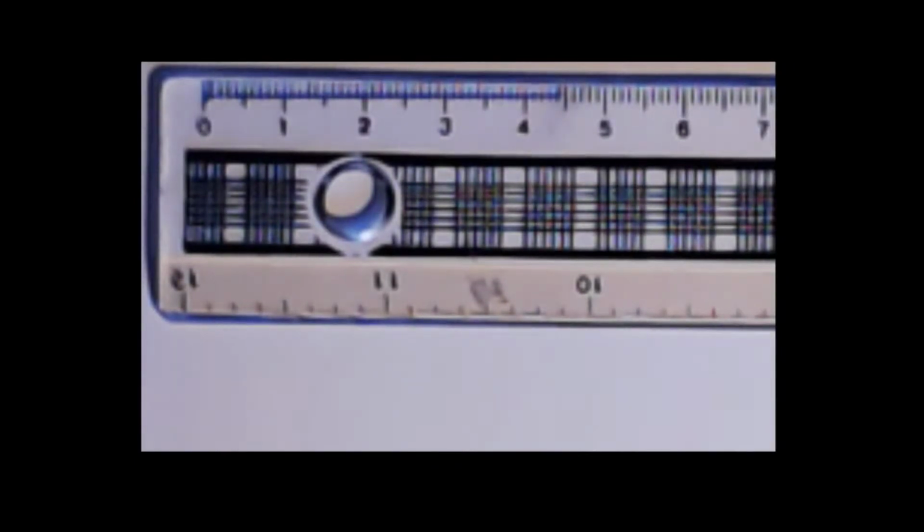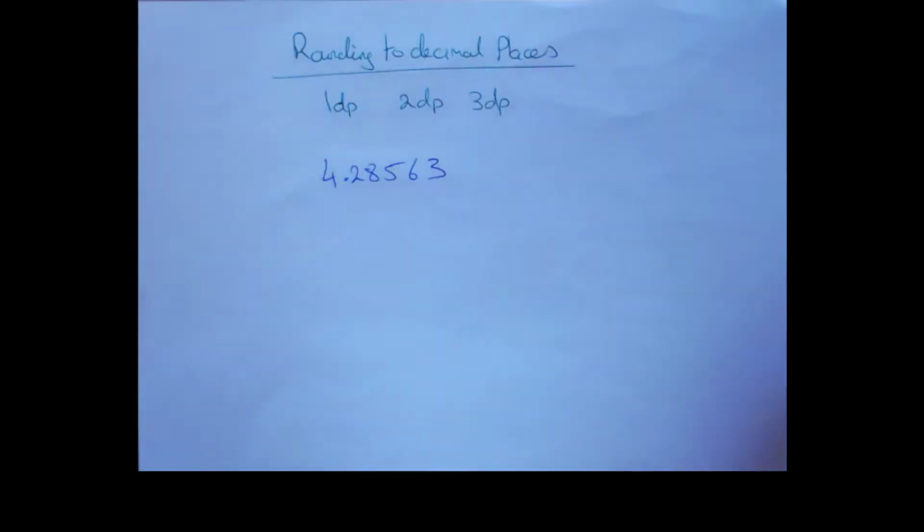So we have difficulty with the accuracy of our measurements, and that's generally quite a good reason that we'd want to round. So we're going to say this is 4.4, and I'm going to give you lots of questions for rounding to 1 decimal place, 2 decimal places, or 3 decimal places. So let's have a look at rounding to decimal places with a particular number.